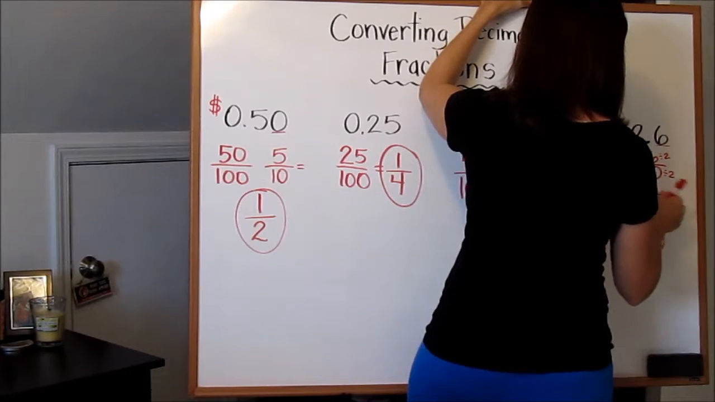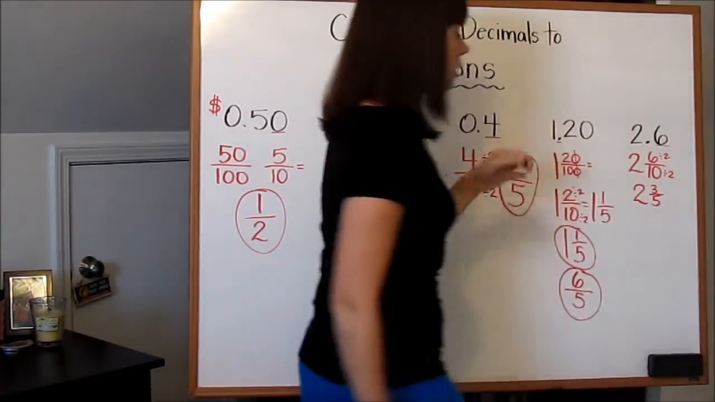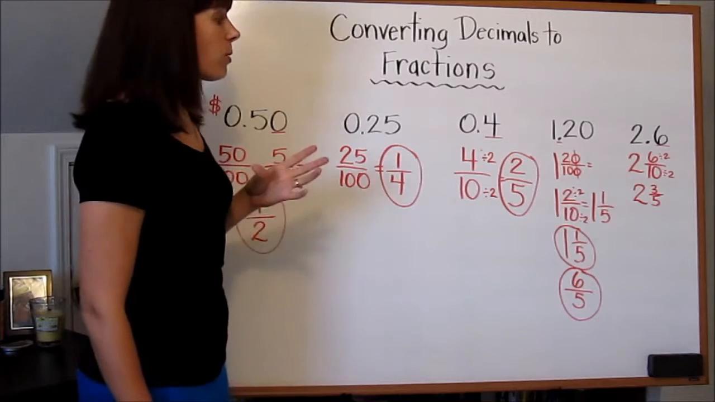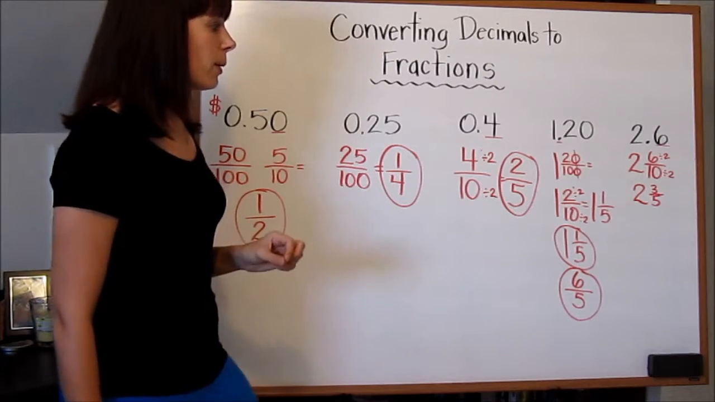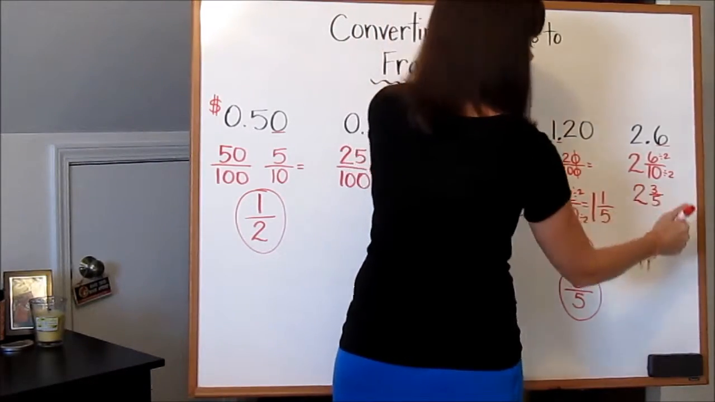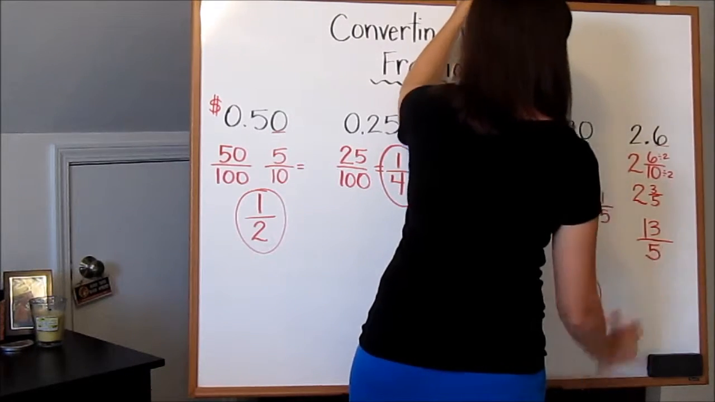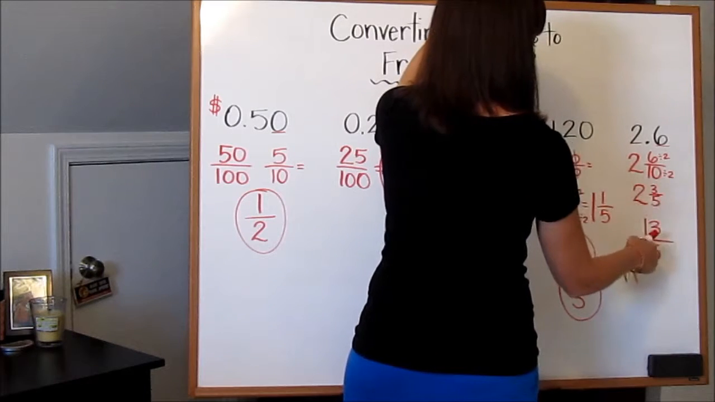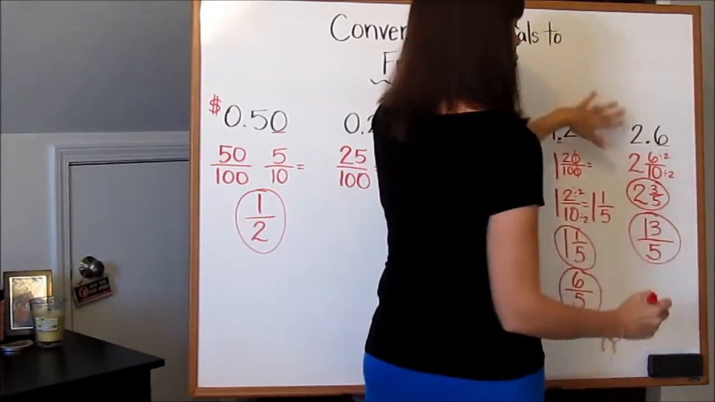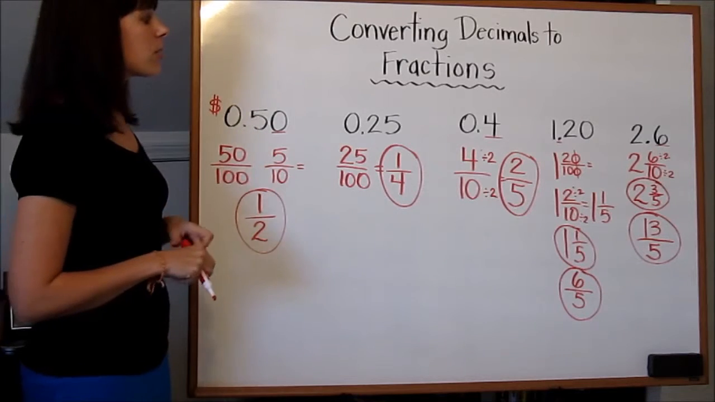Actually, let's make that a little better. There we go. 2 and 3/5. Okay, and that's our mixed number. Now, if we write that as an improper fraction, I'm going to do the same thing. I'm going to do 5 times 2, which is 10. 10 plus 3 is 13. And my denominator stays the same. Okay, so 2 and 3/5 is equivalent to 13/5, which is equivalent to 2 and 6/10. And that is converting decimals into fractions.